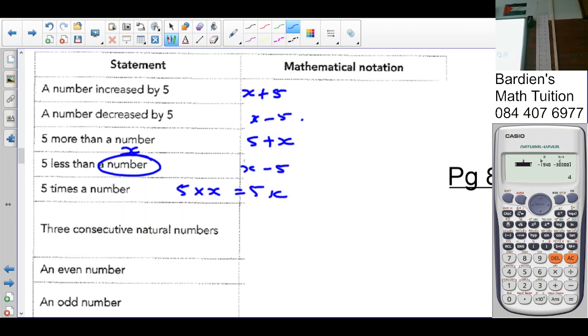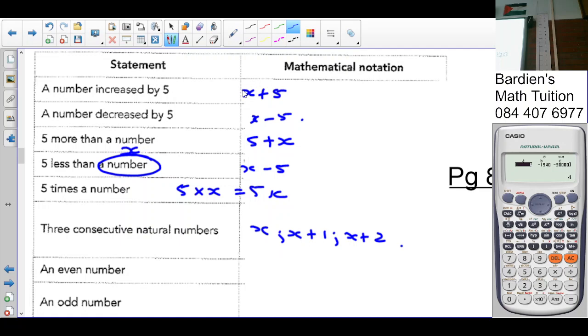3 consecutive natural numbers. What is consecutive? One following the other. So the first number is 8. The next one is going to be? Then? The first number is 57. 199. So what happens is we're just adding 1 all the time. So the first number is x. And what's the next number? X plus 1. Then? X plus 2. Okay.